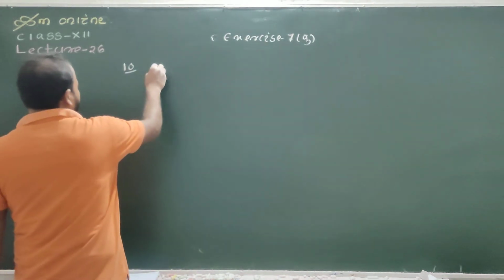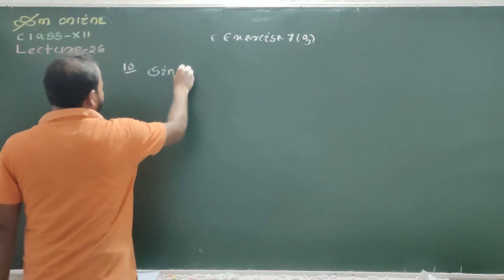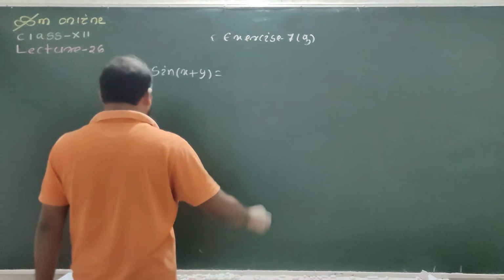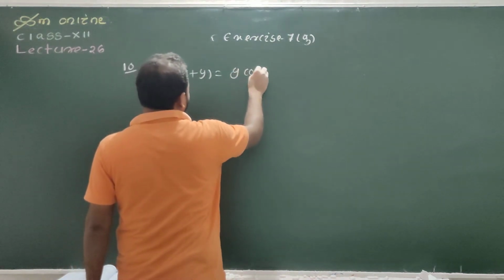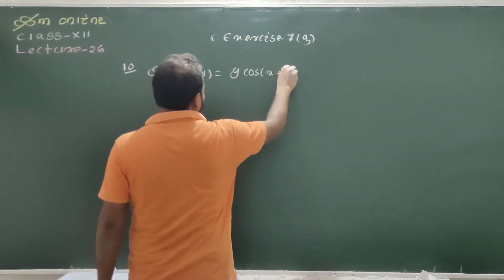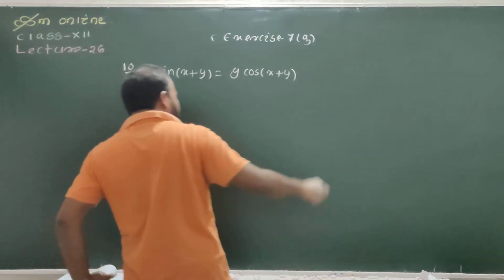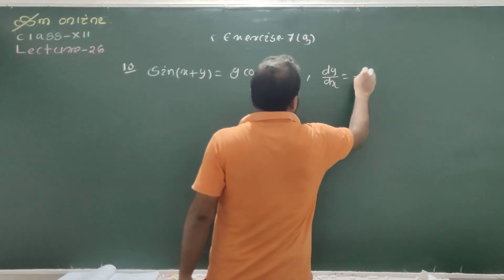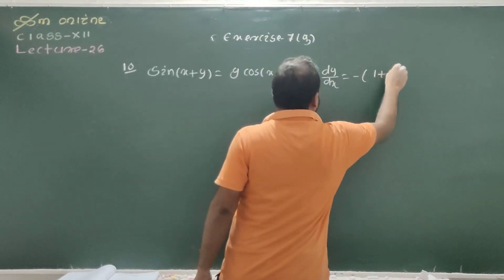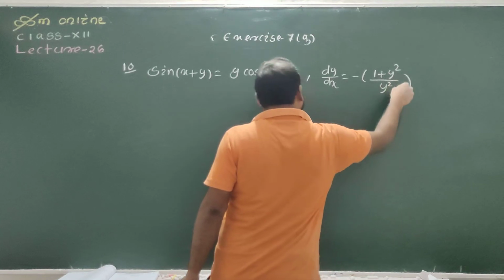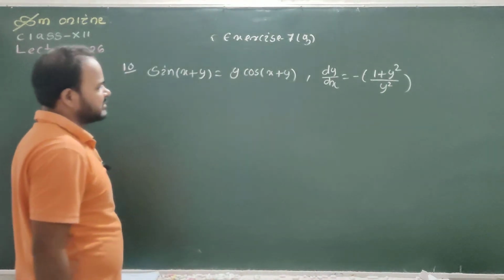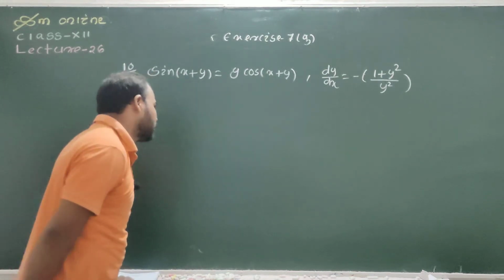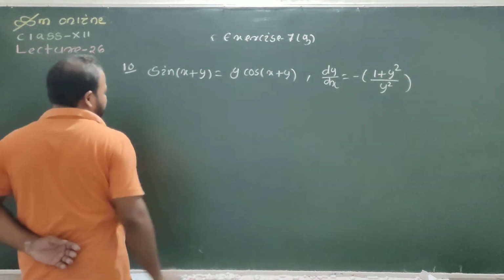It is given that sin of x plus y equal to y cos of x plus y, and we have to prove that dy by dx equal to minus of 1 plus y square upon y square. This is the question. We have to prove dy by dx equal to minus of 1 plus y square upon y square. So this is the given expression.